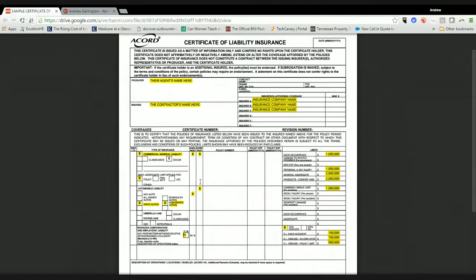Number 4, waivers of subrogation. You want that listed here on the general liability, here on the auto, and if possible on the workers' comp.